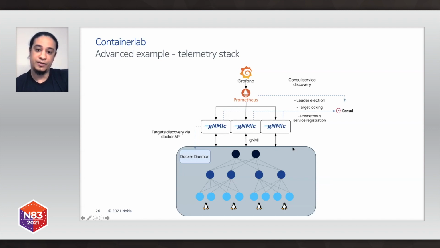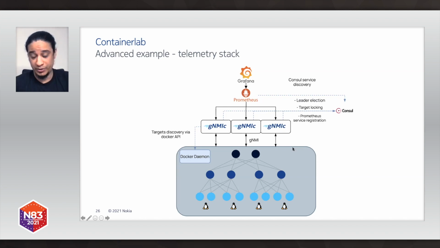Each instance of gNMIc will go and discover the nodes that are running in the topology using a Docker loader feature, which allows gNMIc to discover Docker containers running on a specified host. These gNMIc instances will also register a Prometheus server in Consul and expose HTTP endpoints for Prometheus to scrape. So the Prometheus server itself will discover the gNMIc Prometheus outputs by querying the services list from Consul.